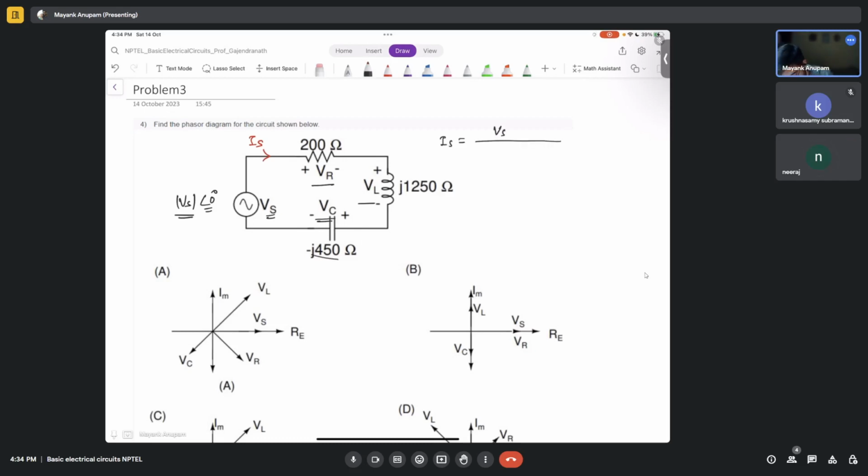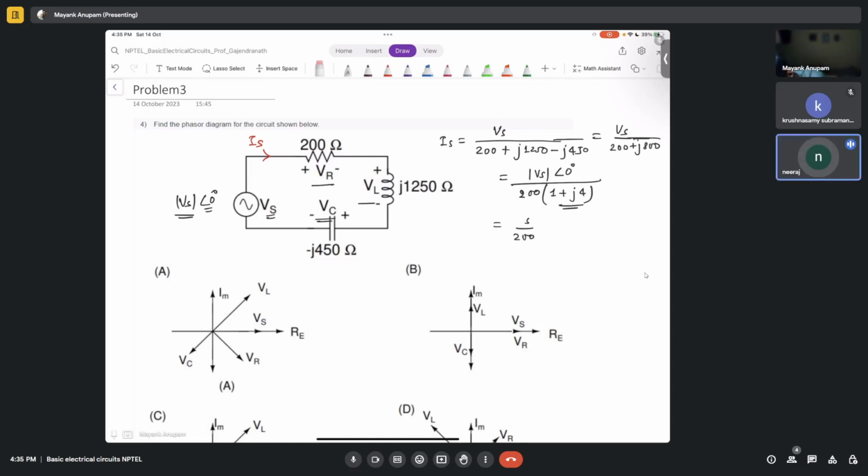So it's a series combination, right? So it is 200 plus j 1250 minus j 450, which then becomes VS divided by 200 plus j 800. So this will be mod of VS angle 0 degree divided by 200 into (1 plus j 4), right? So what will be the angle of this? Mod of VS divided by 200. So this is 75.96 angle 0 degree, divided by the magnitude of this: 16 plus 1, 17, root 17, right?